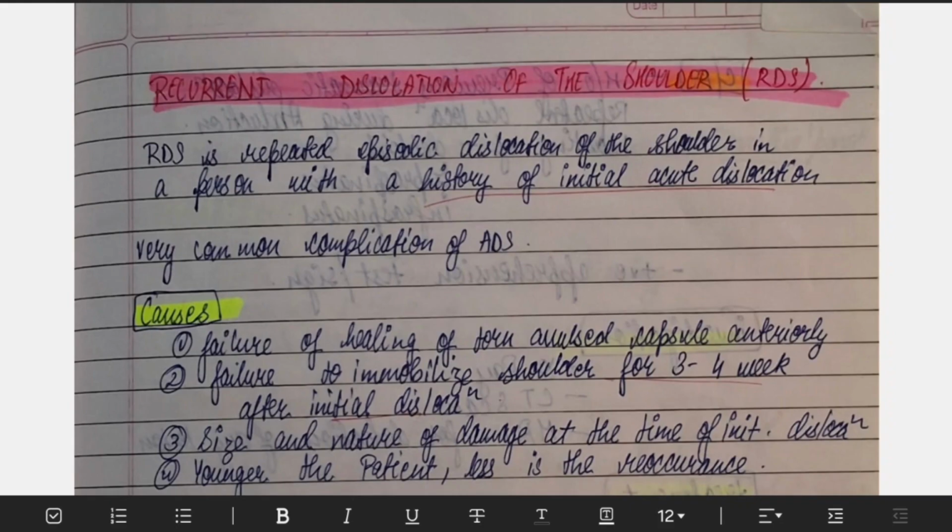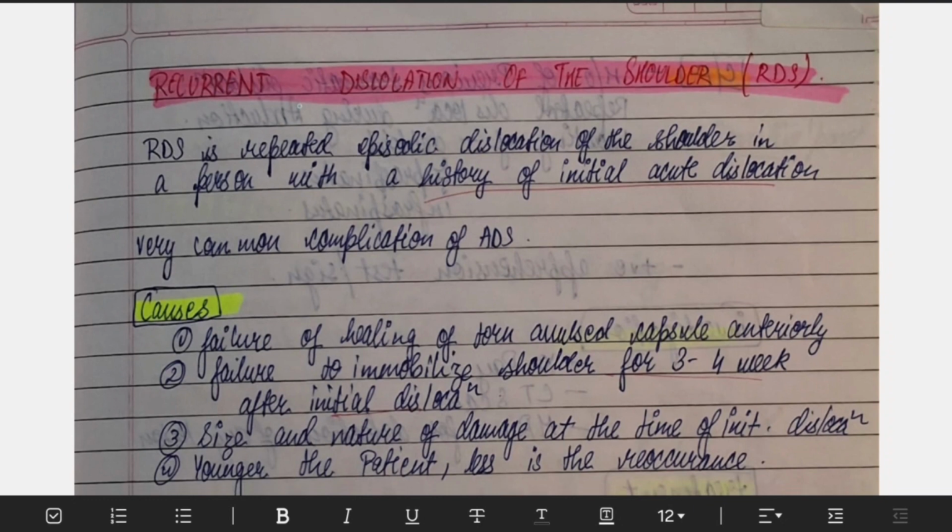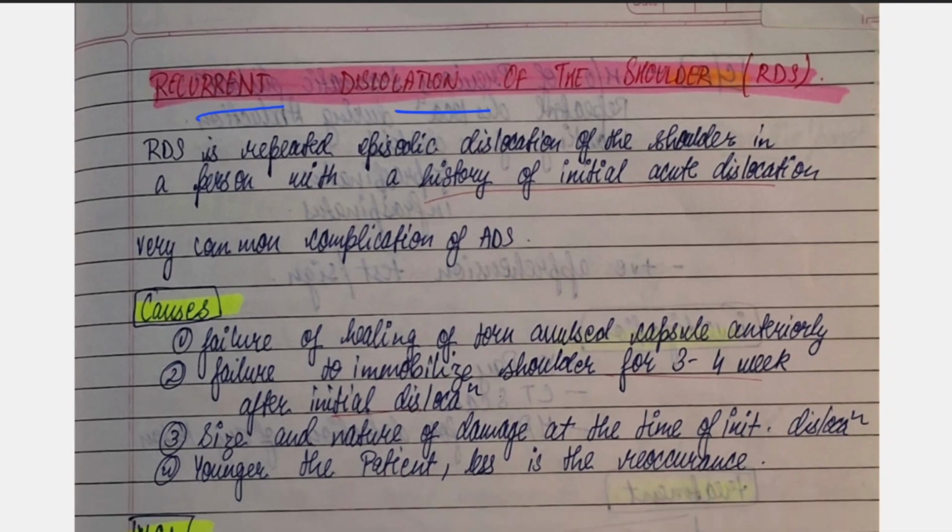I'm Dr. Neha Singh, and today in this video we're going to study recurrent dislocation of shoulder. It is also known as RDS. Recurrent dislocation of shoulder is a repetitive episodic dislocation of the shoulder in a person with a history of initial acute dislocation. It is a very common complication of anterior dislocation.